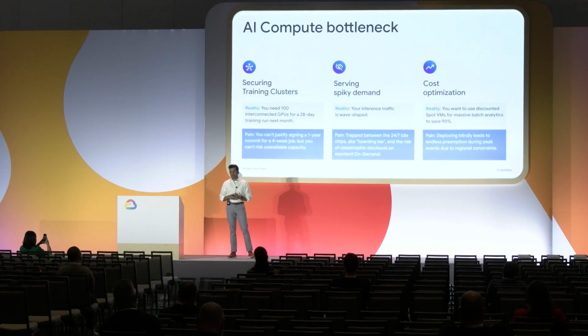The third problem is around cost optimization. Now, we all love Spot. You want to run massive batch analytics. Spot is great. It gets you 90% discounts. Brilliant. You just deploy it. But if you deploy it blindly without knowing the physical constraints of a region, you end up getting preempted over and over again, and your job never finishes. So AI is unique in many different ways, but these are 3 specific problems that we are going to touch upon today in our session.